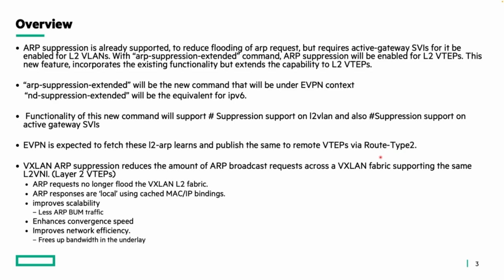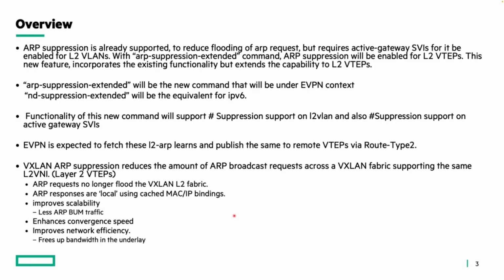Now let's talk about some of the advantages of this feature. In general, with this feature, VXLAN ARP suppression no longer floods the VXLAN L2 fabric, and ARP responses are local, as we know, using cached MAC IP bindings. This also improves the scalability, and we see less ARP BUM traffic. It enhances the convergence speed and also improves network efficiency.